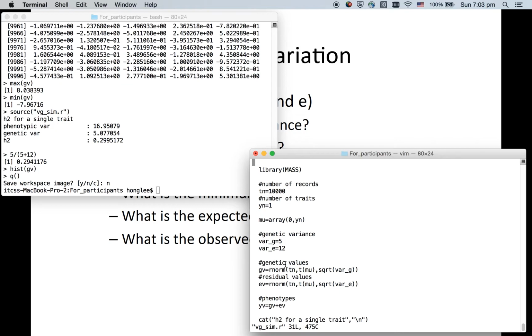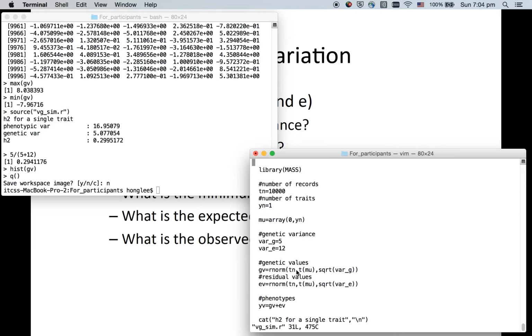This is how to simulate genetic values. I give it the name GV, genetic value. This is our function, the normal distribution, with n as the number of records. So I will simulate 10,000 records with mean 0, that is mu, and genetic variance G is 5. In R code, the function rnorm requires standard deviation rather than variance. So this will give 10,000 genetic values.